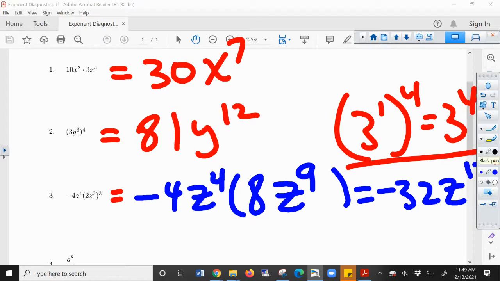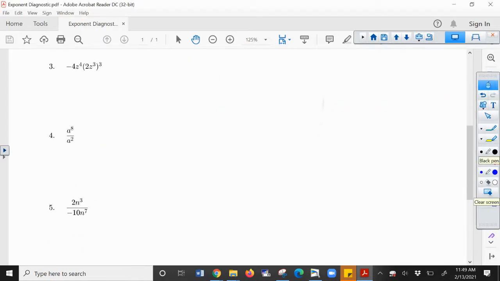All right. Those are the first parts of exponents. Let's try these couple. Try these three. Pause and try these three.